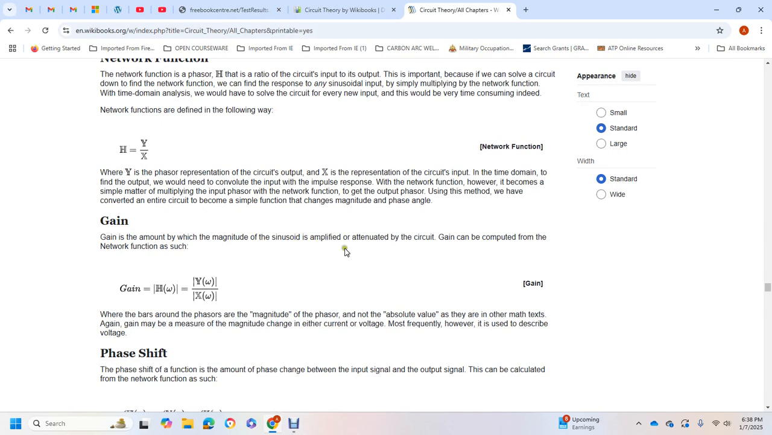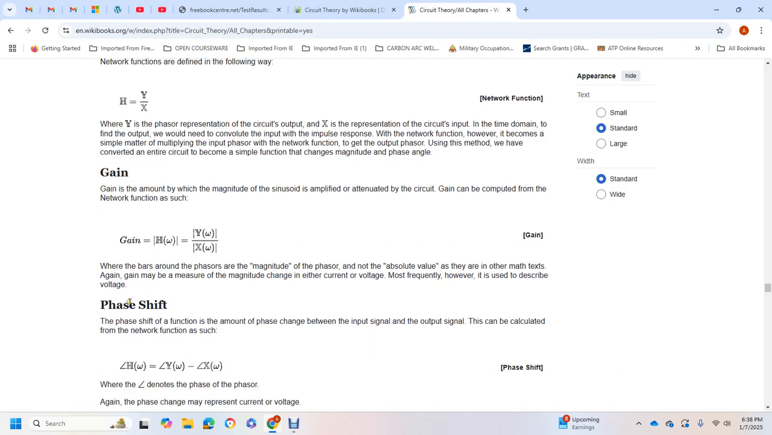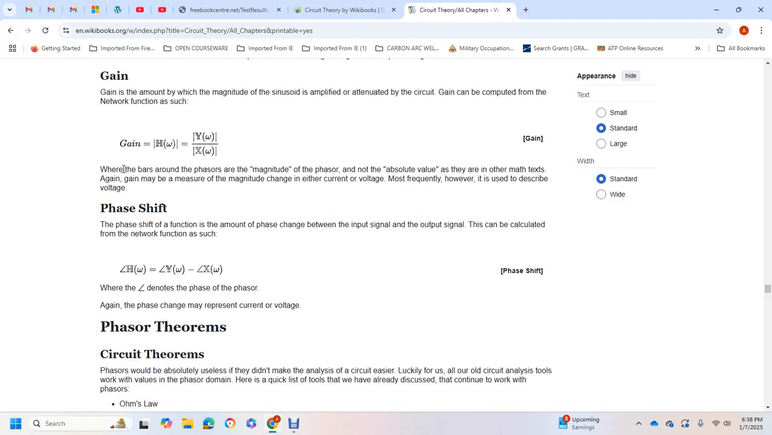Gain is the amount the magnitude of a sinusoid is amplified by the circuit, and it is computed from the network function. Gain is equal to the magnitude of the phasor ratio of circuit output over circuit input, with bars around it denoting the absolute value. Other texts define gain as a measure of the magnitude change of current or voltage. Most frequently, however, it describes voltage.